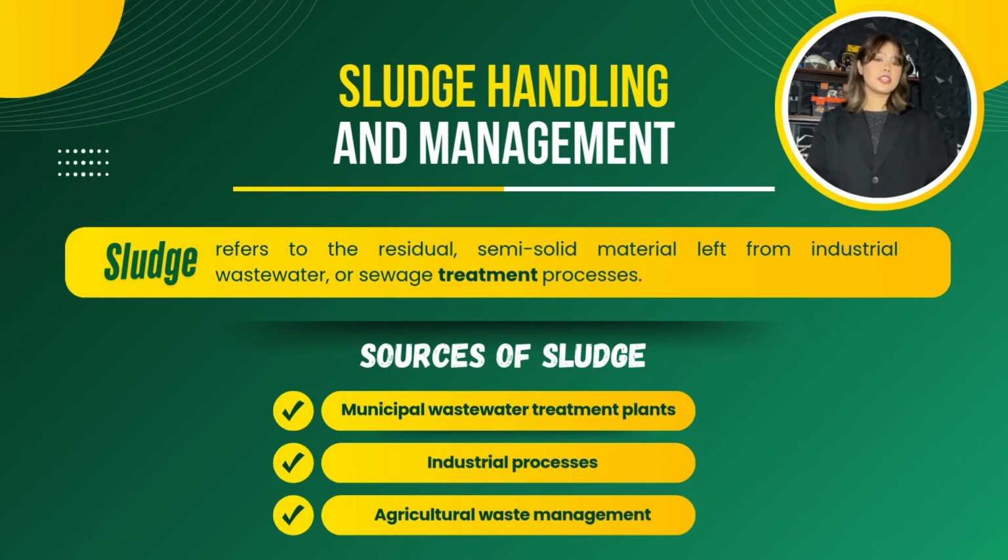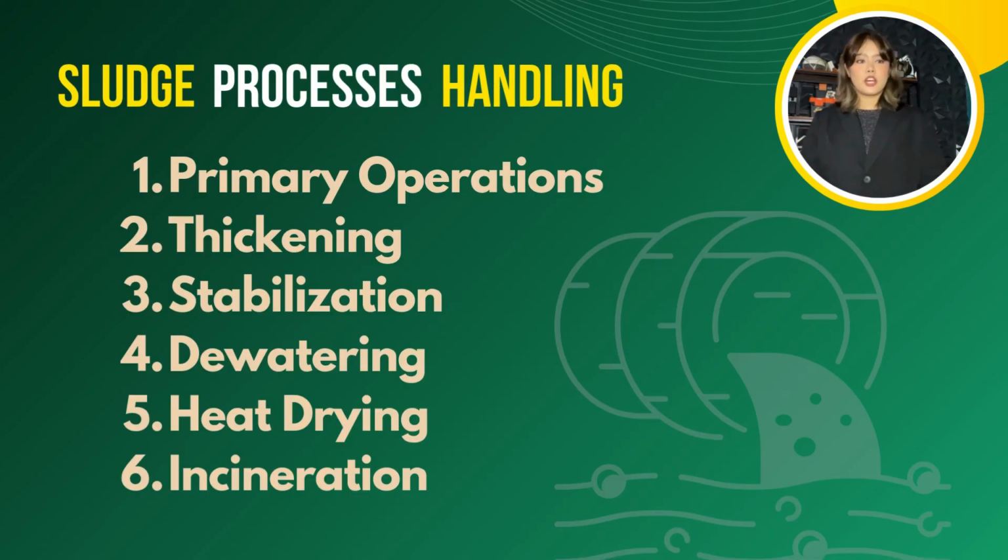Sludge handling and management. But what is sludge? Sludge refers to the residual, semi-solid material left from industrial wastewater or sewage treatment processes. There are three sources of sludge. First, the municipal wastewater treatment plants. It comes from treating sewage and wastewater. Next is the industrial processes. It generates sludge from manufacturing and chemical processing. Another is agricultural waste management, which creates sludge from handling animal manure, crop residues, and farm runoff.